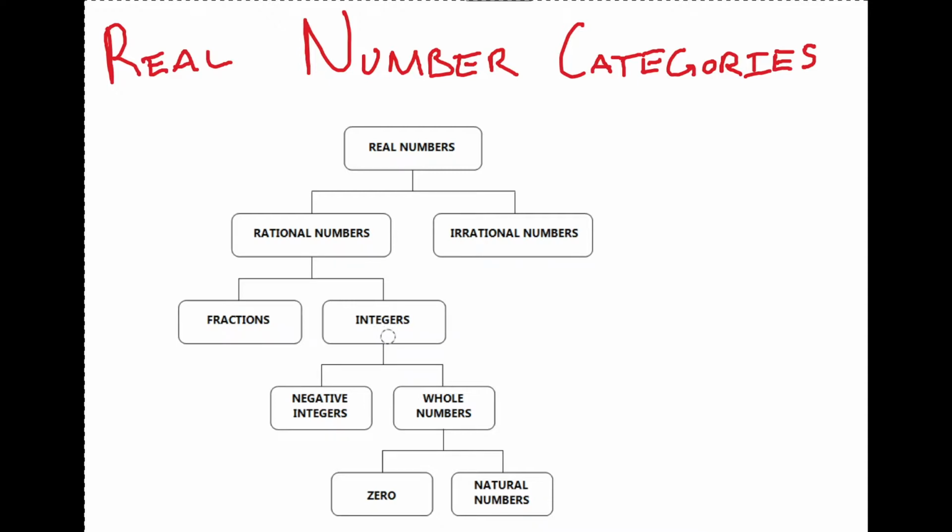But if it's an integer, it's either a negative integer or a whole number. If it's a negative integer, then again, you're done. But if it's a whole number, it's either 0 or a natural number. If it's a natural number, it's also a whole number, an integer, a rational number, and a real number. All of the other subset categories apply the further down you go. So take a minute, pause, and copy this down. This will be very helpful for you.